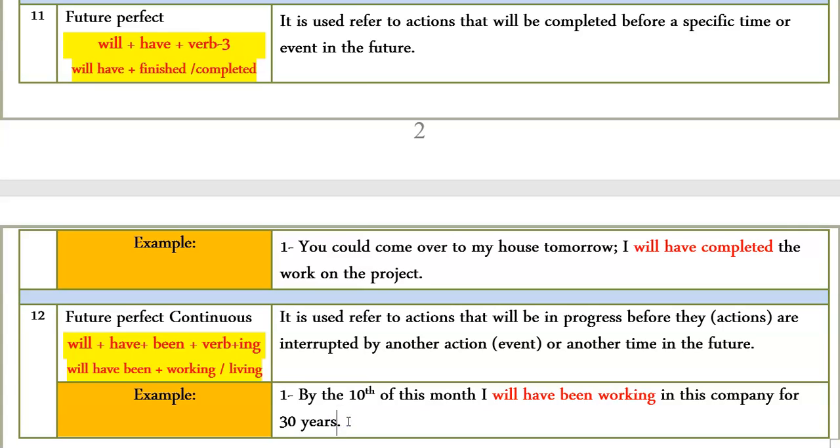Future perfect continuous, this is one of the best actions I ever teach my students. You want to refer to a duration of time and you project yourself to the future, but you also remember the past. So you say, by the 10th of this month, I will have been working in this company for 30 years. Maybe you are about to retire, you want to quit your job. So you remember how long you have been working in this company. It's been like 30 years. So you say this one.